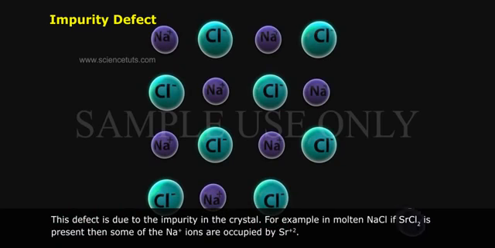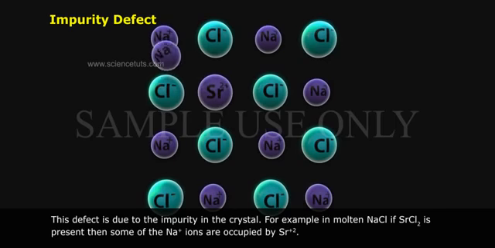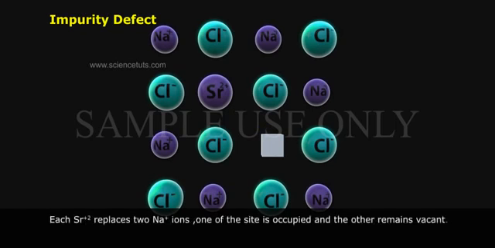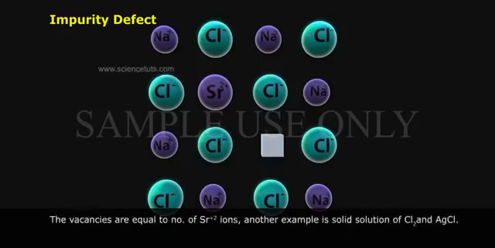For example, in molten NaCl, if SrCl2 is present, then some of the Na+ ions are occupied by Sr2+. Each Sr2+ replaces two Na+ ions. One of the sites is occupied and the other remains vacant. The vacancies are equal to the number of Sr2+ ions. Another example is solid solution of Cl2 chlorine and AgCl silver chloride.